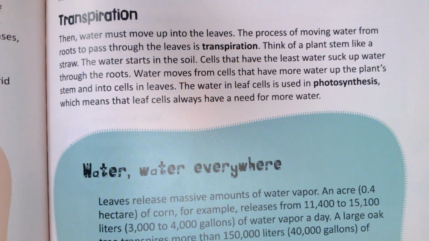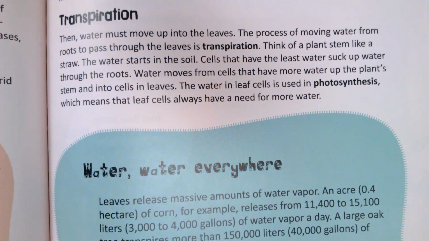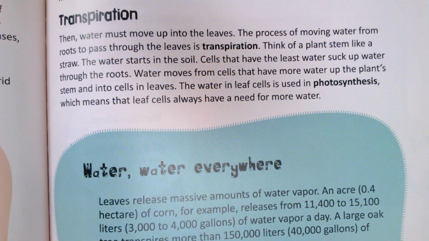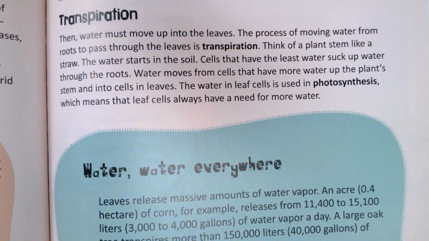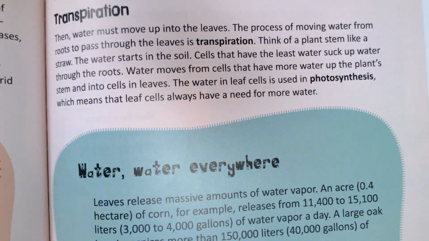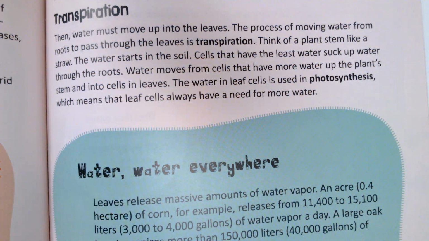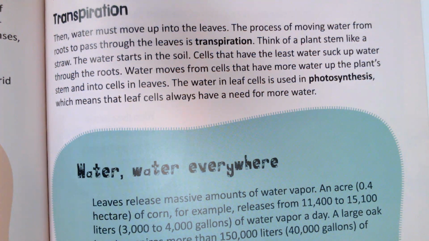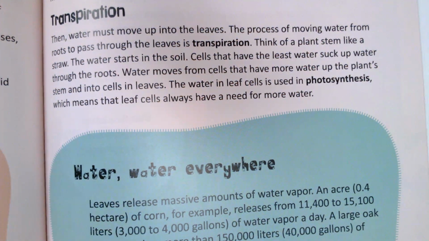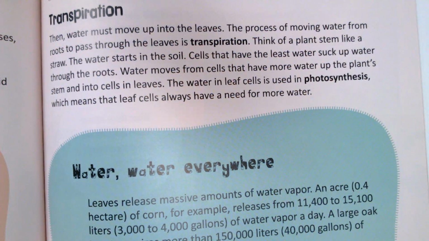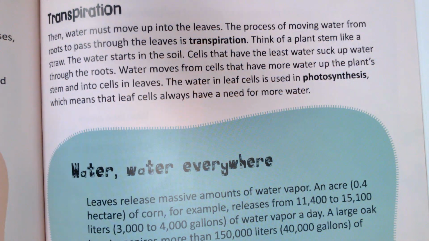Transpiration. Then, water must move up into the leaves. The process of moving water from roots to pass through the leaves is transpiration. Think of a plant stem like a straw. The water starts in the soil. Cells that have the least water suck up water through the roots. Water moves from cells that have more water to the plant stem and into cells in leaves. The water in leaf cells is used for photosynthesis, which means that leaf cells always have a need for more water.